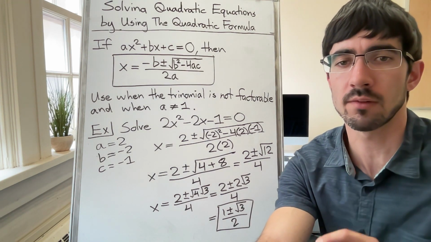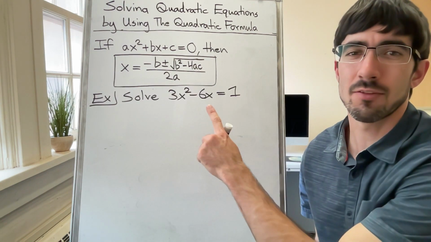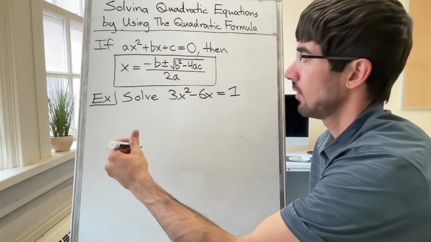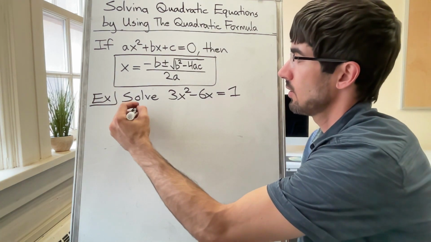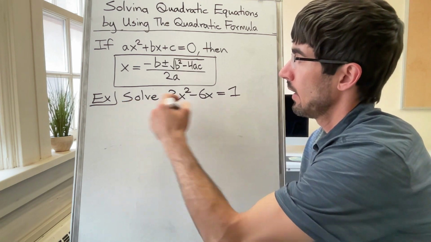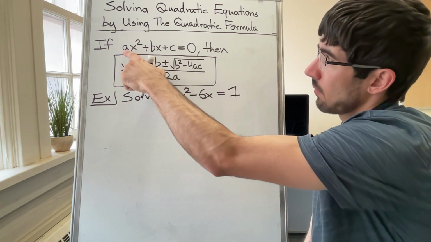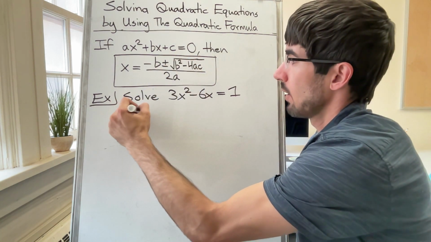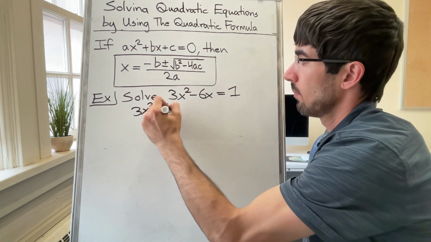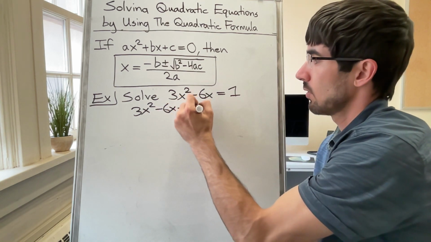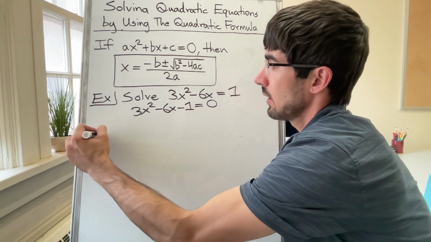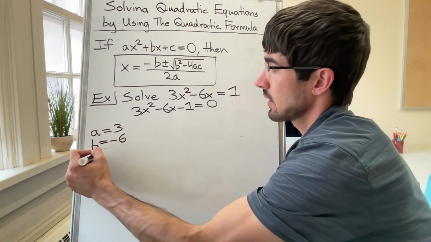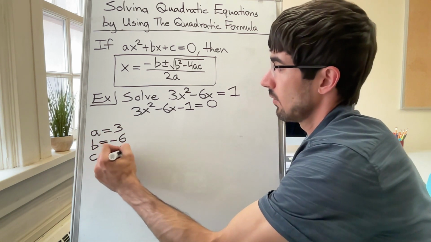Let's look at one more example. Let's solve 3x squared minus 6x equals 1 by plugging our values for a, b, and c into the quadratic formula. If I'm going to do that, I need to make sure that my format or template matches this one. So I'm going to rewrite this as 3x squared minus 6x minus 1 equals 0. Then we can say a equals 3, b equals negative 6, c equals negative 1.